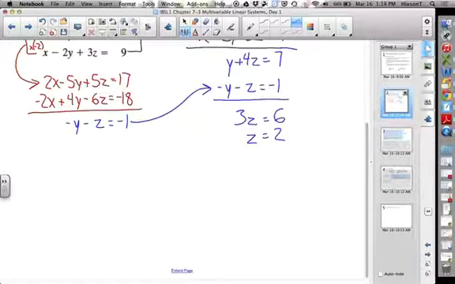Now what we have to do, we're not done. We've only found a third of our final answer. So now you put the z in. Yeah, now we have to do a process called back substitution.